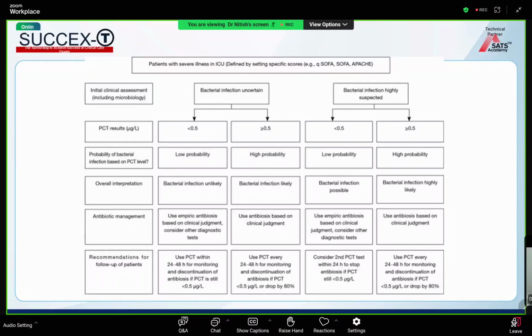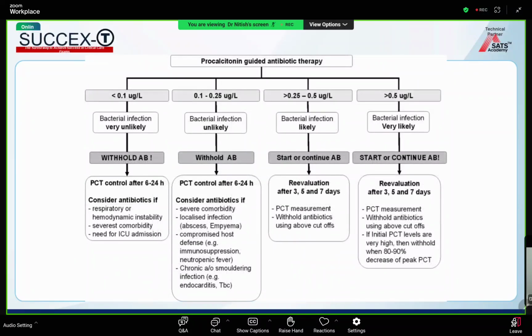So for these patients, based on your clinical judgment, start antibiotics and continue that for the next 48 to 72 hours. And what you have to do is check the levels of procalcitonin after that. If it has dropped to less than 0.5 or if it has come down by 80% of its previous value, then you can consider stopping antibiotics. So this is a long story short of both these table columns.